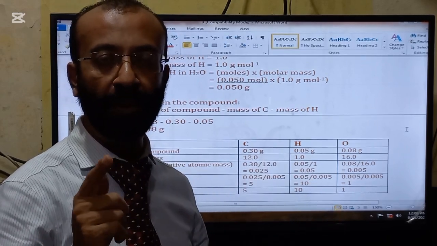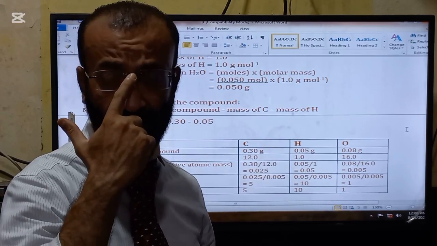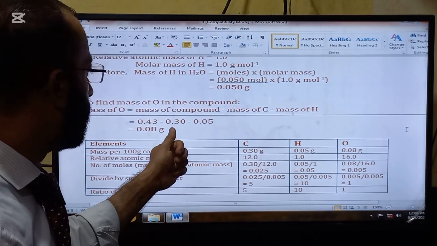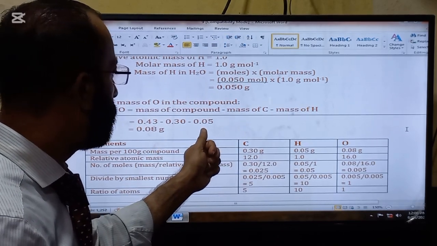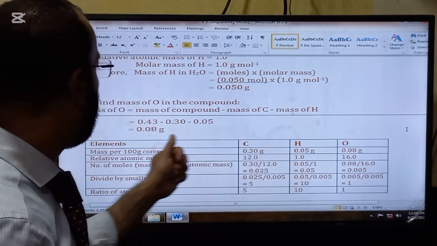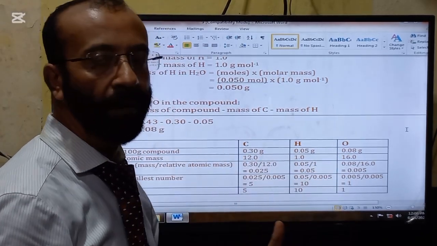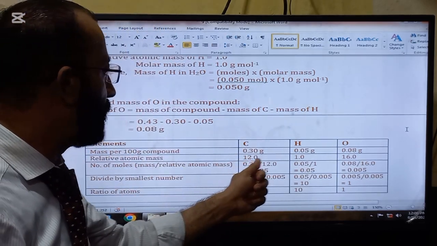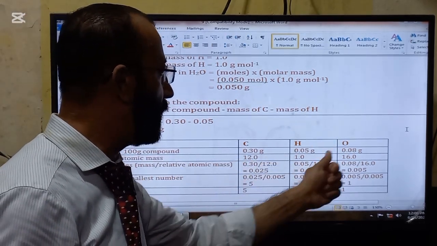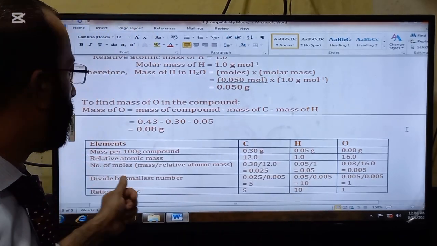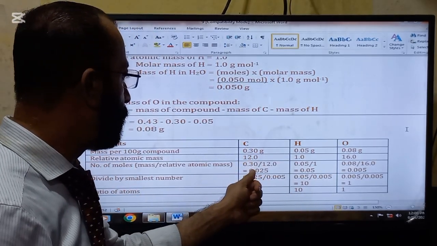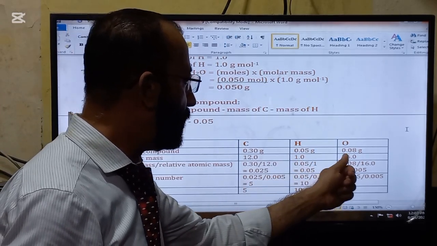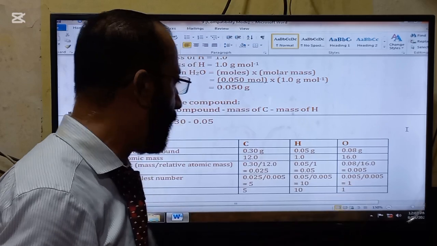Now from this stage onward, the procedure of finding the empirical formula will start. So look now, carbon, hydrogen and oxygen. Carbon's mass is 0.30, hydrogen mass is 0.05 and oxygen mass is 0.08. Now we will use the periodic table to find the relative atomic masses. Carbon is 12, H is 1 and O is 16. Next step is to find the number of moles. So 0.30 over 12 is 0.025, 0.05 over 1 is 0.05, 0.08 over 16 is 0.005.